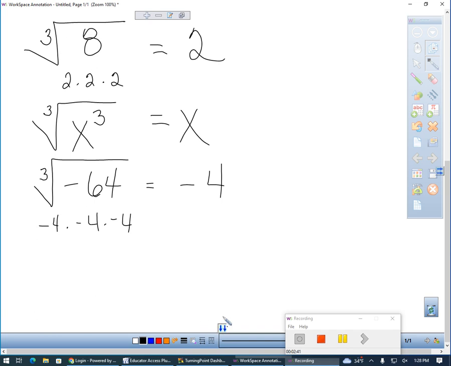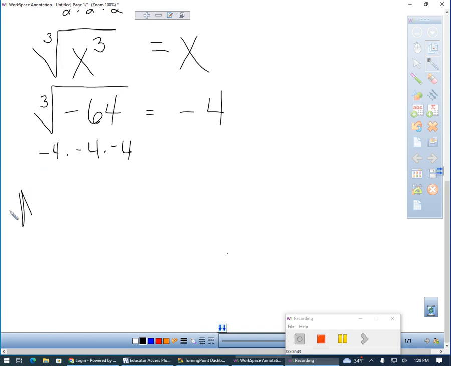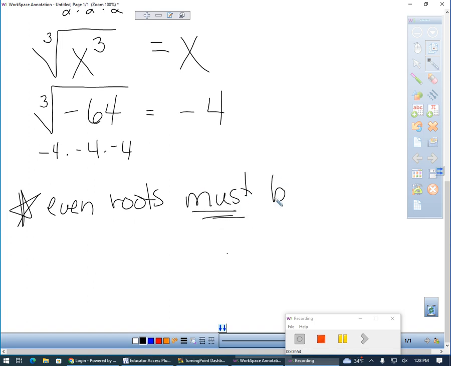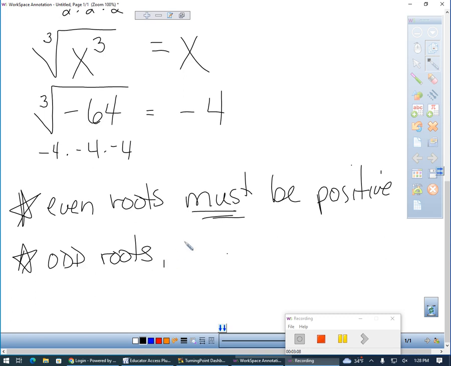So here are the 2 rules I want you to think about. First rule, even roots must be positive. Odd roots, the sign inside is the sign outside.